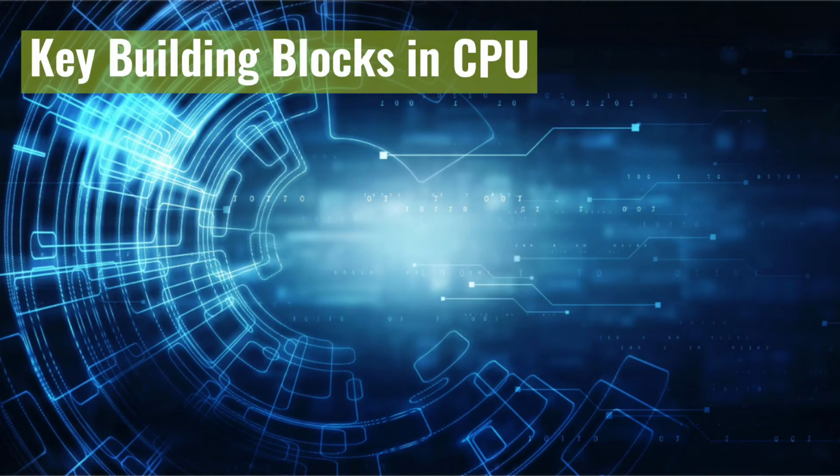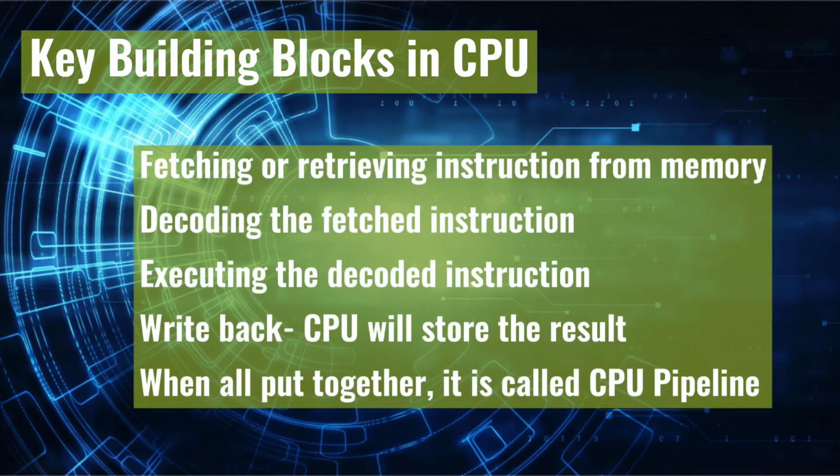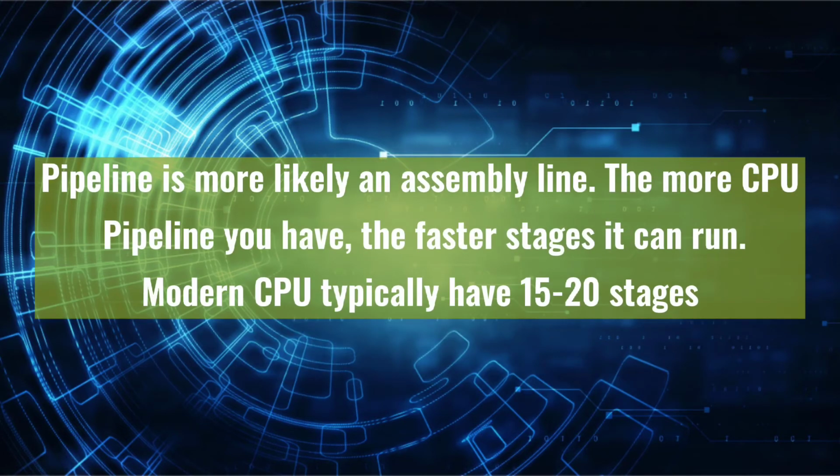So it has the key building blocks in the CPU with several steps, which are fetching or retrieving the instruction from memory, decoding the fetched instruction, executing the decoded instruction, and write back, where the CPU will store the result. When all put together, it is called the CPU pipeline. A pipeline is more like an assembly line. The more pipeline stages a CPU has, the faster it can run.